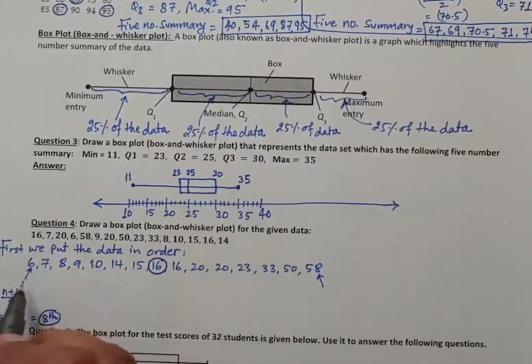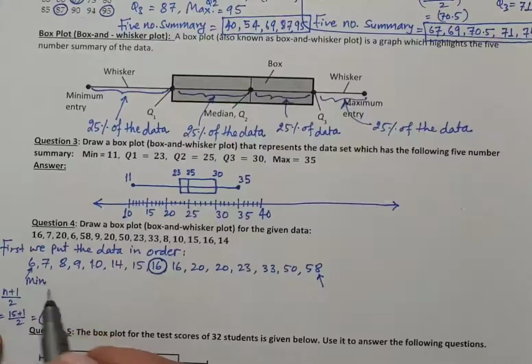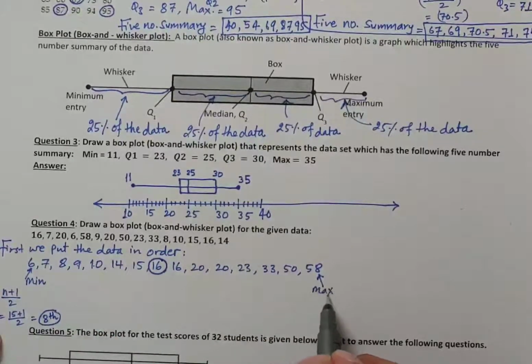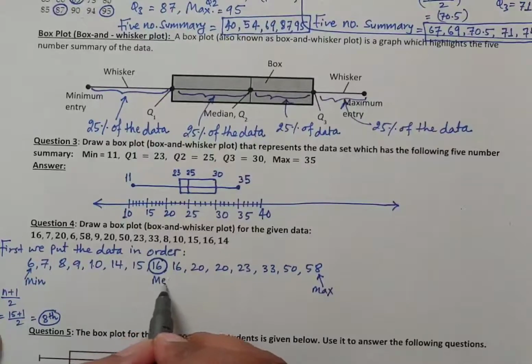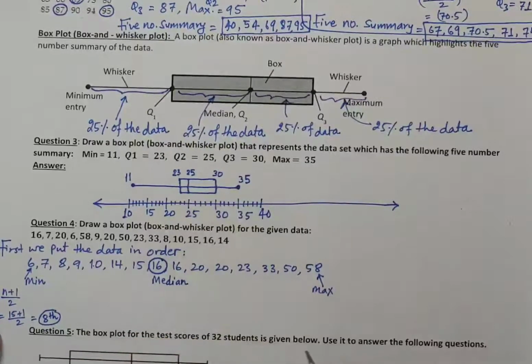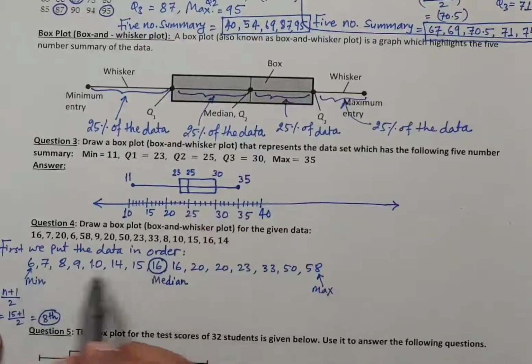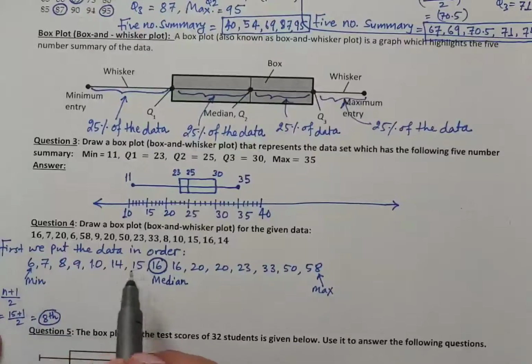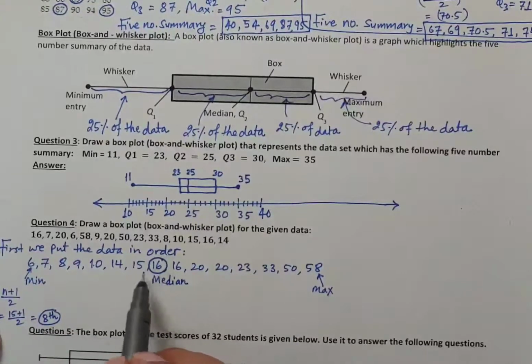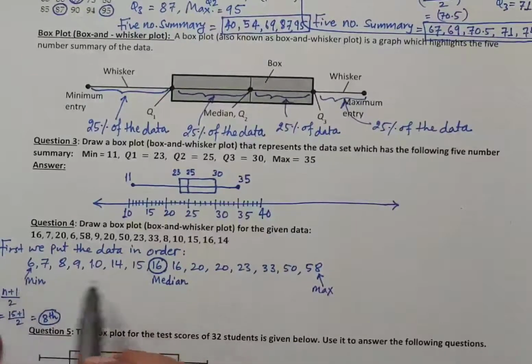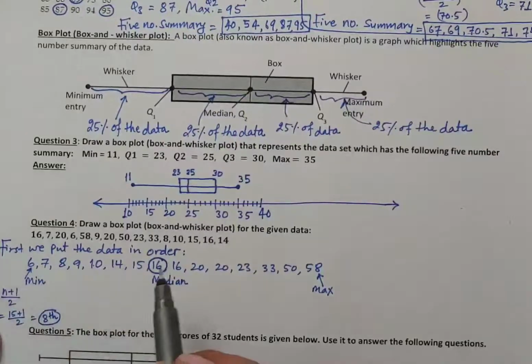This is the median. This is the minimum number. This is the maximum number. This is the median. And the median divides the data into 2 halves. So let's take the first half. Without the median, take the other numbers in the first half and find the median again.